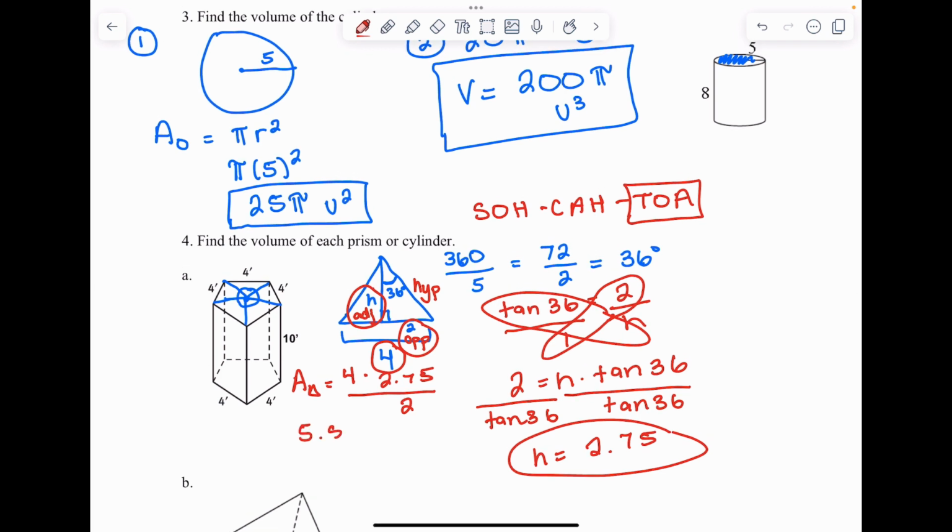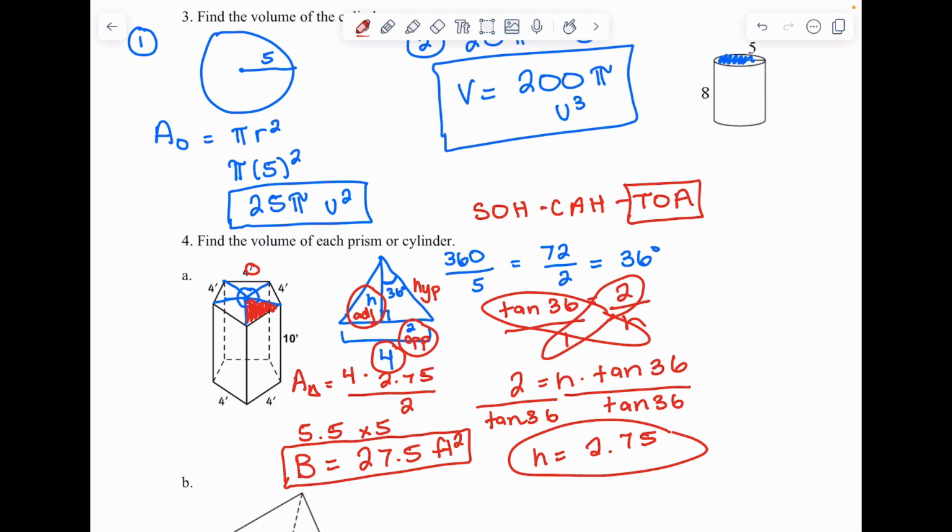But remember, this is just one of 5 triangles that make up my pentagon. So 5.5 times 5 gives me an area of my base. That is 27.5 feet squared. And if you're wondering where I got feet from, this little tick mark indicates feet.